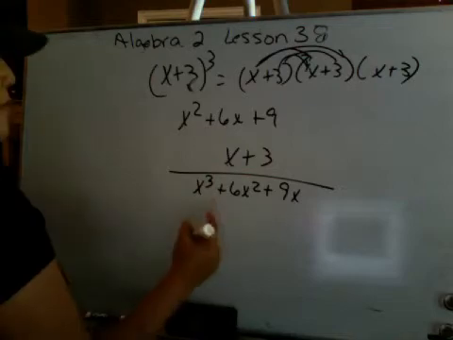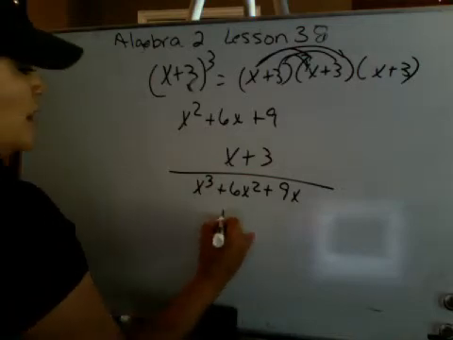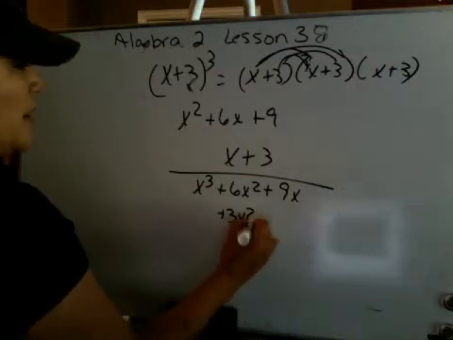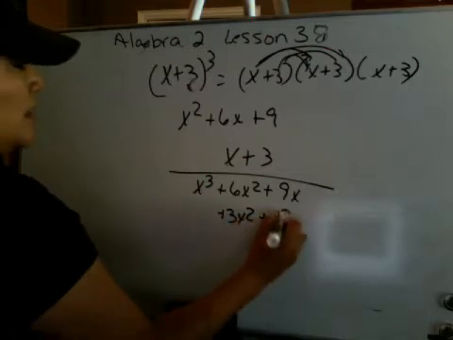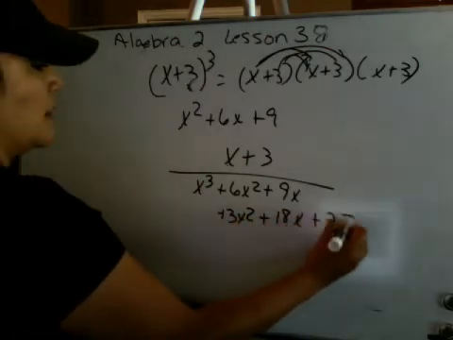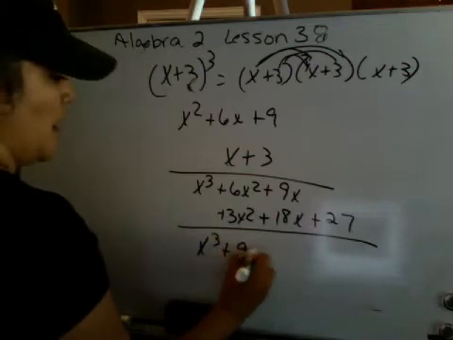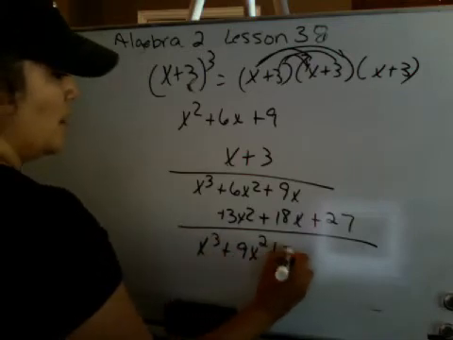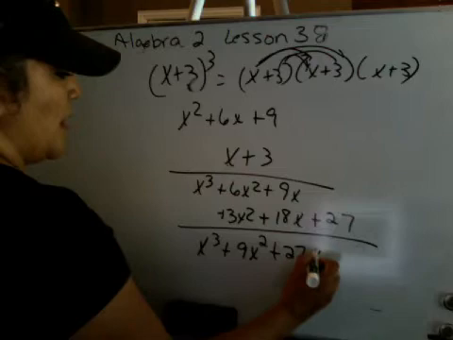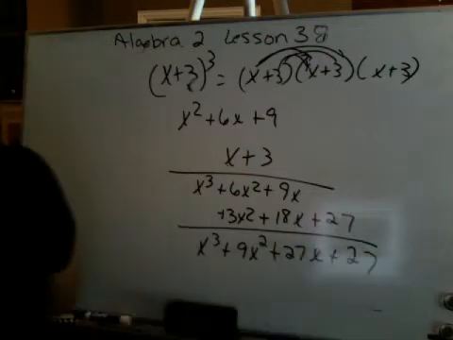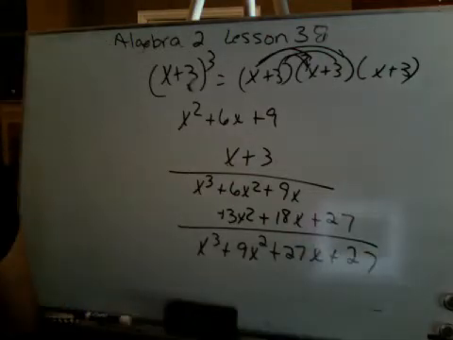3 times x squared is plus 3x squared. 3 times 6x is 18x, plus 27. So we have x cubed plus 9x squared plus 27x plus 27. And that is simply your answer. There's nothing else you can do.